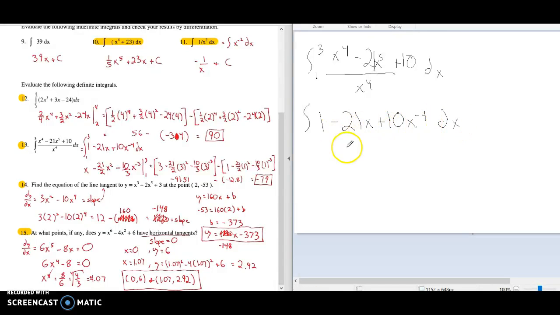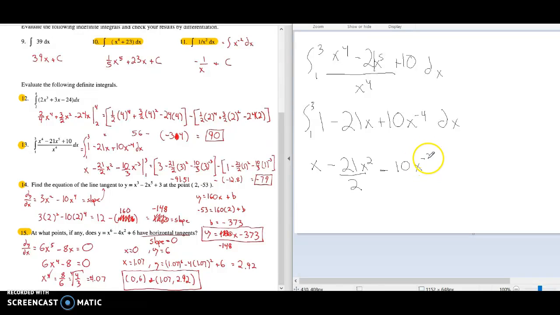Now the integration looks a lot easier. So we have a constant, so that's just x. Oh yeah, and our limit's from 1 to 3. We have minus 21x, this is going to add 1, so it's squared, divided by 2. And then here, I know it's going to be a minus, so I'm going to put that up there already.